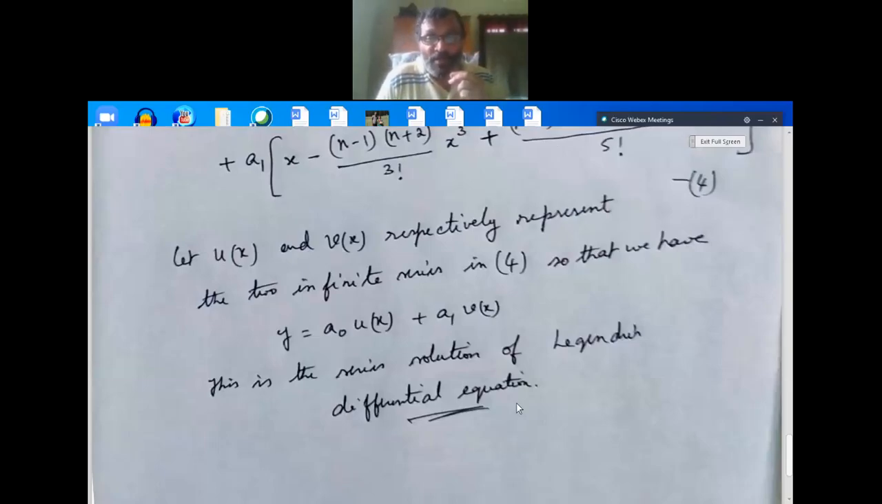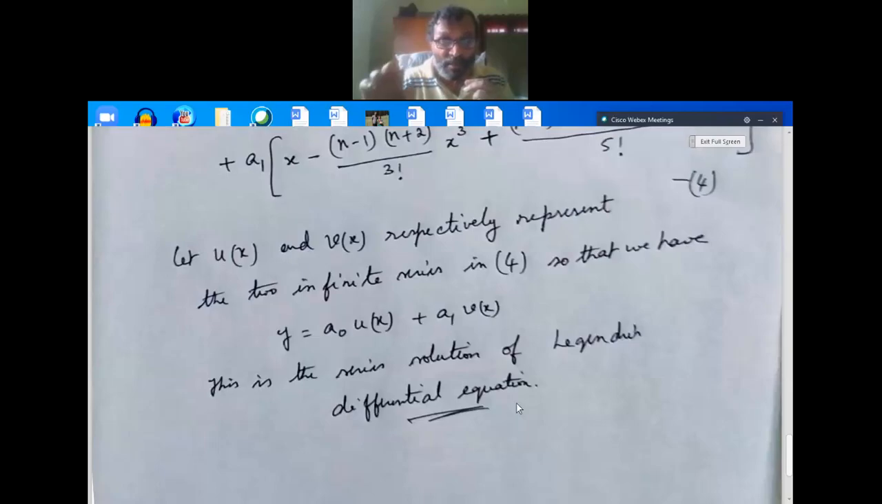Now this is very important. At the end of the session I would like to summarize. Today I derived Legendre's equation, module 4, the second part, series solution of differential equations. 2 sessions back I derived Bessel's differential equation. Even that is there in the model question paper. Even this is there in the model question paper.